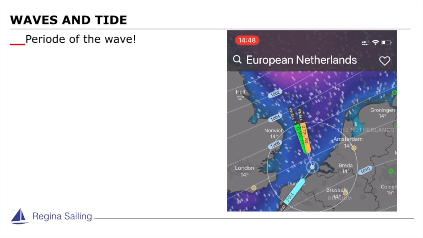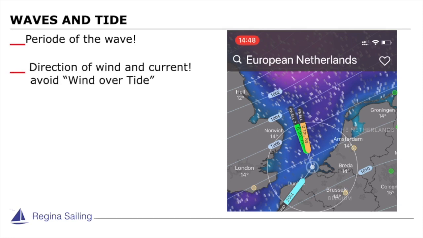uncomfortable than in Galicia. And if you click on it, you can on Windy see here where the waves are coming from, that you have two swells here, the orange swell and the green swell, and then you have the wind direction. So if they all come from one side, at least you don't have a lot of waves coming from all sorts of directions. So please consider the direction of the wind and current to avoid wind over tide situations.